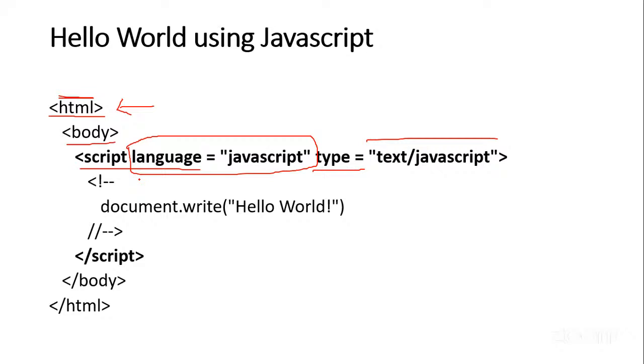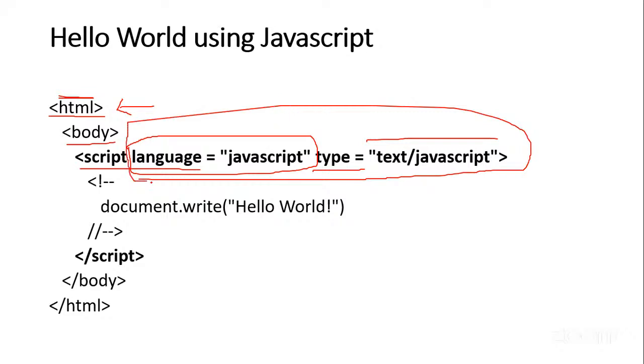But in the latest versions of browsers, you do not need to write this language and type. These are optional. You must know it. If you find this type of code somewhere, don't be confused. This is also valid code, but it is the old style. Without writing the language attribute and type attribute also, we can execute the JavaScript code in recent versions. I am showing it here just to make some points clear.